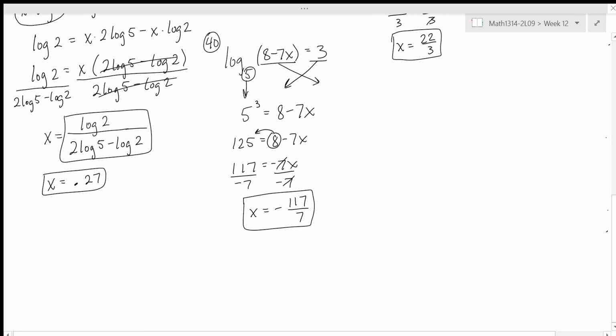Okay, so there's 2 baby problems. Now we're going to crank it up to a whole other level. Next problem we're going to do, number 41.